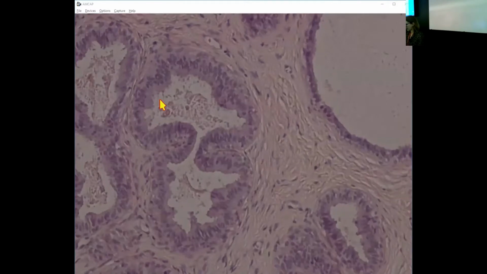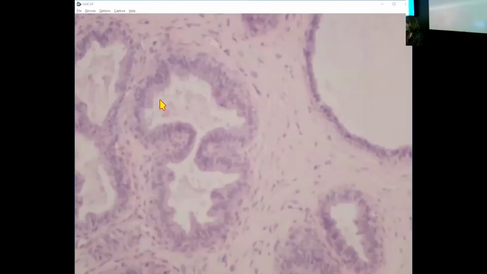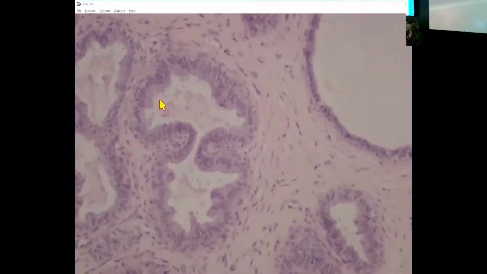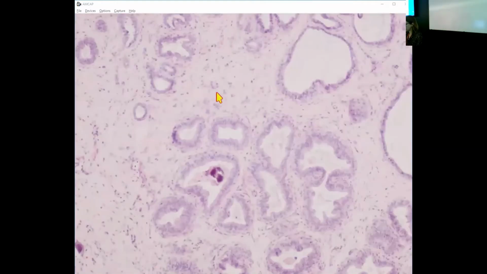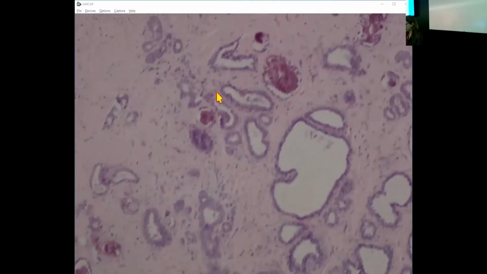Let me get the condenser. They are lining the spaces. There are a few little snouts here. So this is an easy example of columnar cell change and perhaps some columnar cell hyperplasia with the associated calcifications.